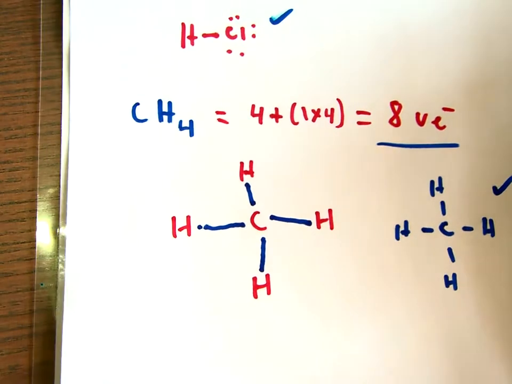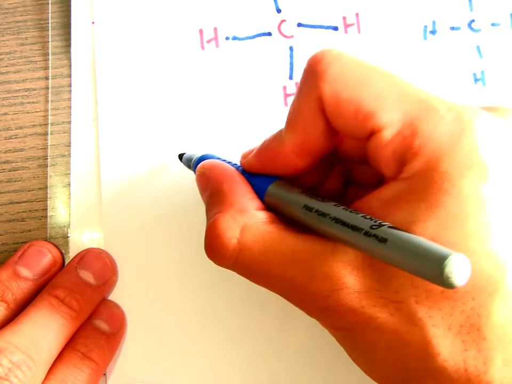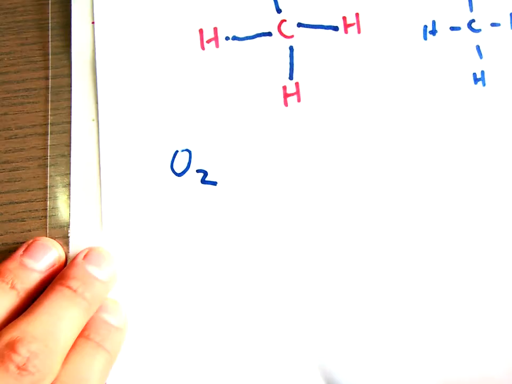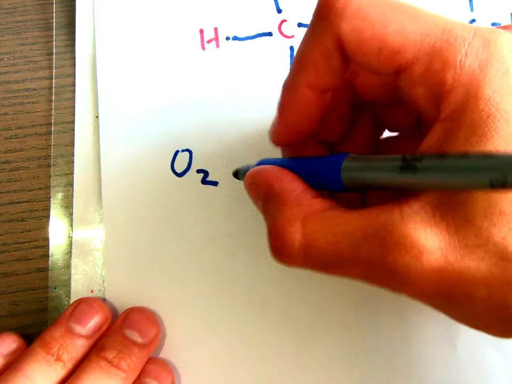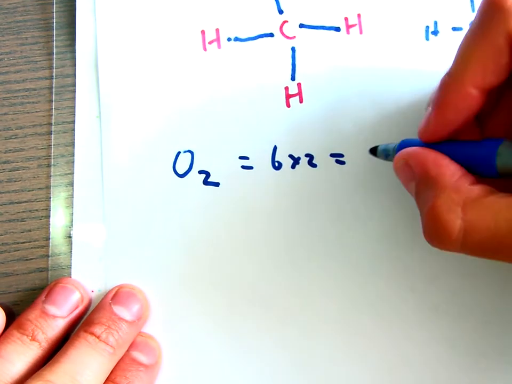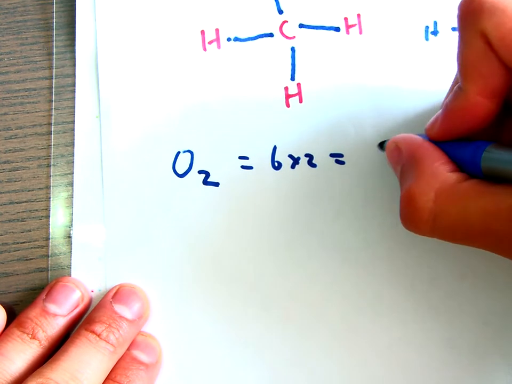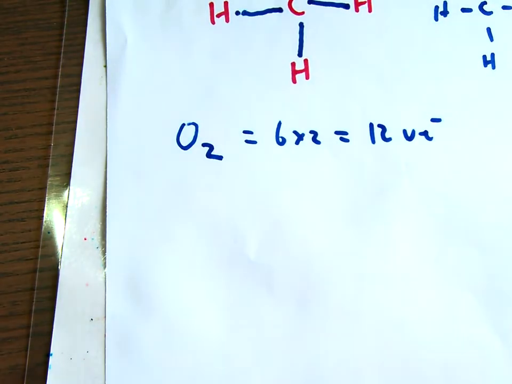All right, let's go ahead and do one that's a little bit more complex. Let's look at O2. Oxygen has 1, 2, 3, 4, 5, 6 valence electrons. We have 2 of them, so we should have a total of 12 valence electrons.